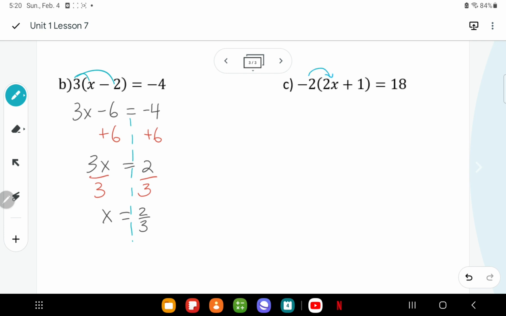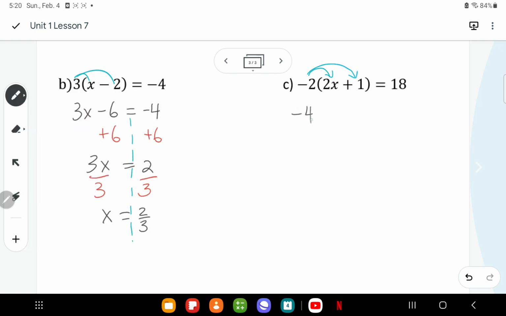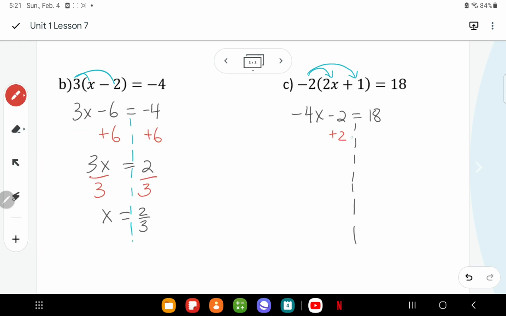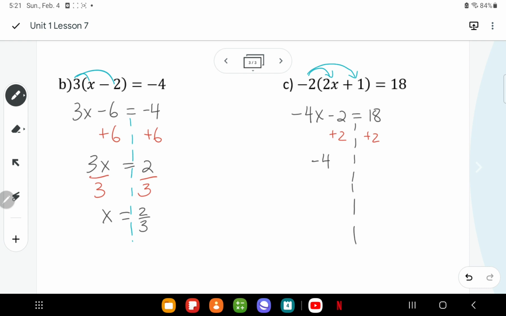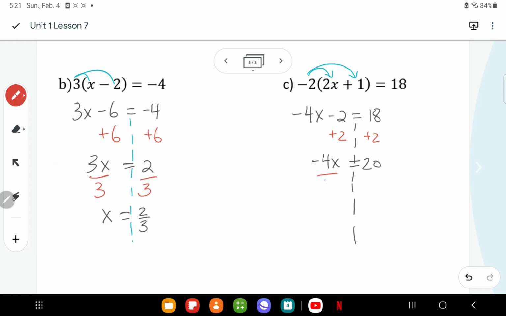Now, the last example, same idea, multiplying into the brackets. So I get -4x minus 2 equals 18. Put your line down the middle, and you're just following your same steps to solve equations. So I've got a +2 on both sides to undo that subtraction. -4x equals 18 plus 2 is 20. And then I'm going to undo the -4 times x by dividing. Opposite of multiply is divide. And I get x equals -5.